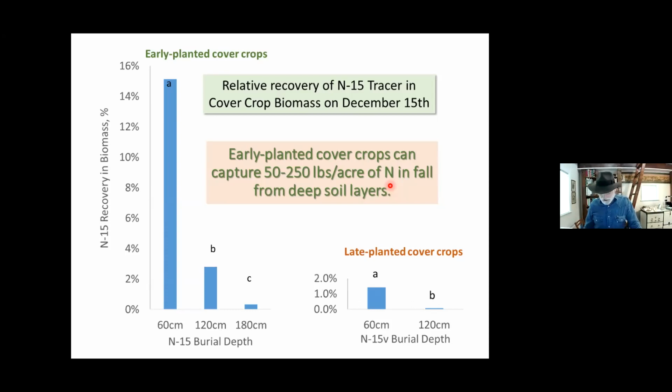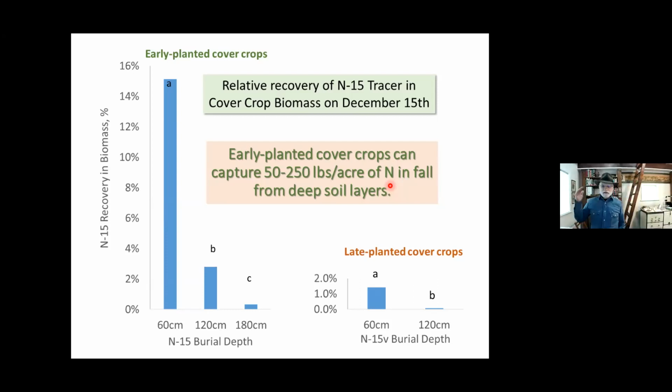And so we buried it down there. We buried it at 60, 120, 180 centimeters. So that's 2 feet, 4 feet, 6 feet deep. Buried labeled fertilizer with N15, and then filled in the hole and sealed it over with clay and planted a cover crop over it.